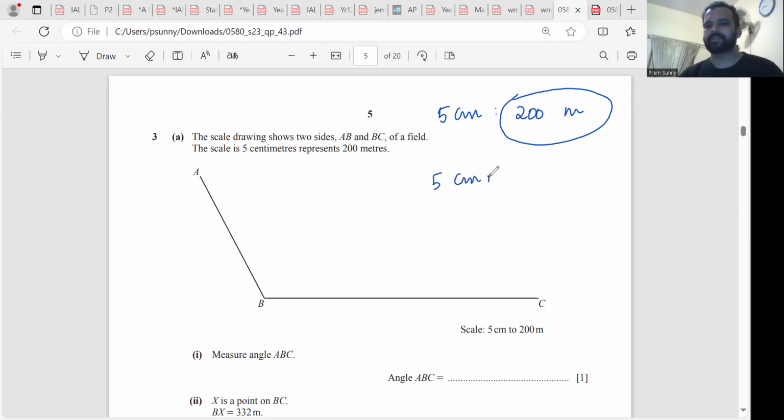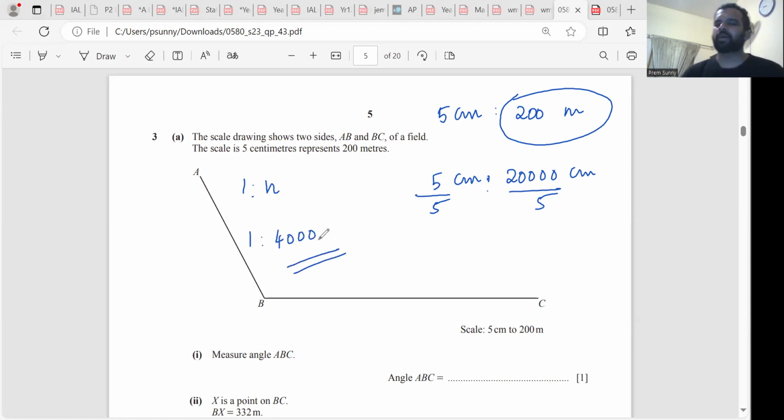So 5 centimeters to 200 meter means 200 multiplied by 100. So 200 multiplied by 100 will give me 20,000 centimeter. So I need to represent it in the form of 1 is to n. How can I make my 5 into 1? Divide by 5 on both sides. So 5 divided by 5 is 1. 20,000 divided by 5 is 4,000. So 1 is to 4,000. You don't have to add any unit there. Ratio doesn't have any unit. You can just write the answer simply as 1 is to 4,000.